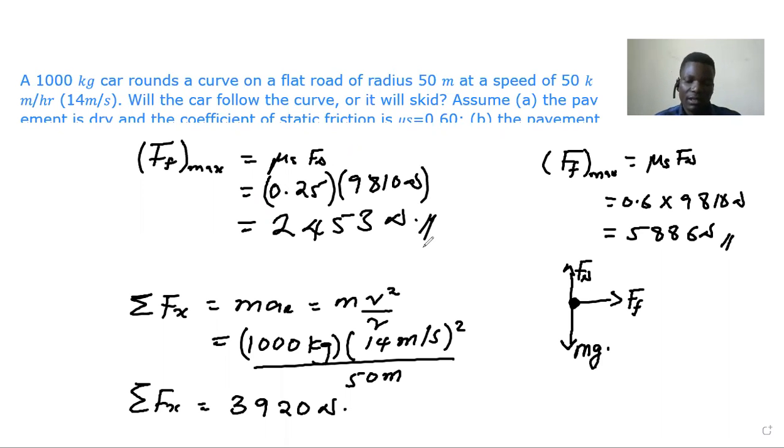So you can see this time around that when the pavement is assumed to be wet, the maximum static friction force is smaller than the required net horizontal force. Thereby, this car is going to skid, definitely. So that is how we solve that question.